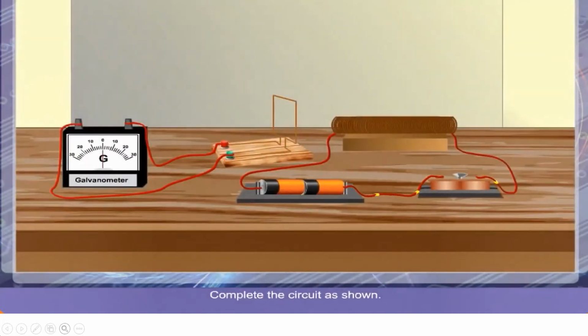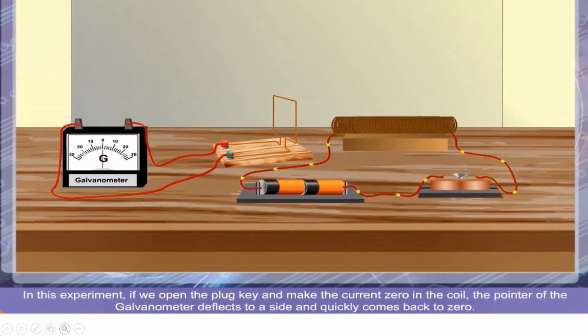We now move on to the next experiment, 4.16a and 4.16b. Under try this. Complete the circuit as shown. In this experiment, if we were to open the plug key and make the current 0 in the coil, the pointer of the galvanometer deflects to a side and quickly comes back to 0.